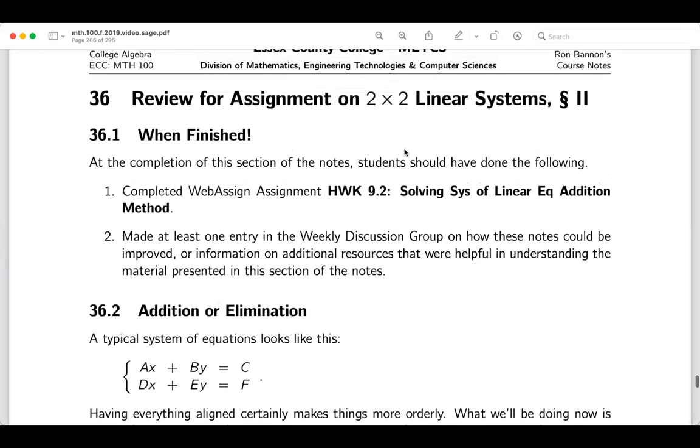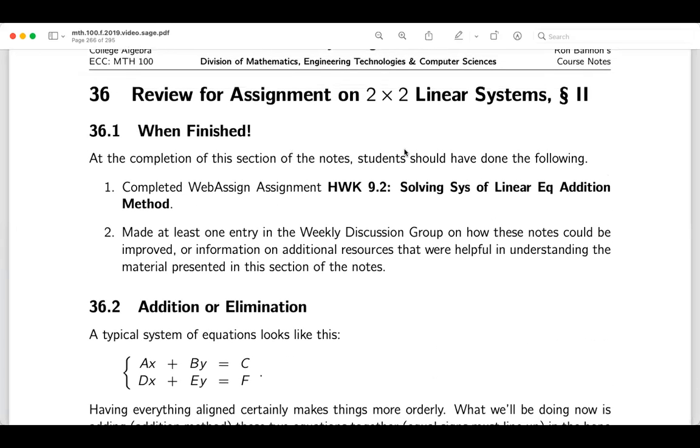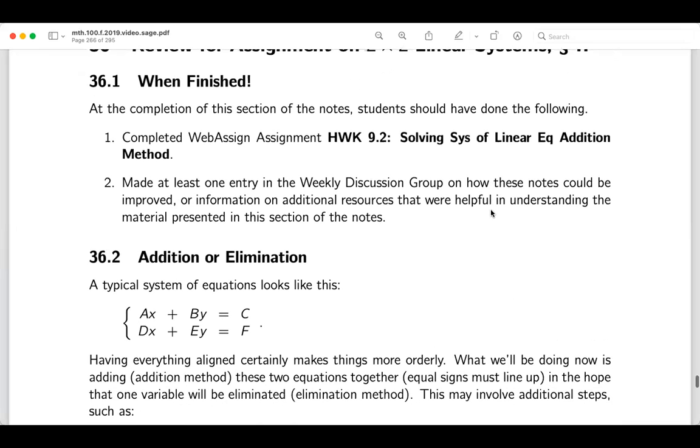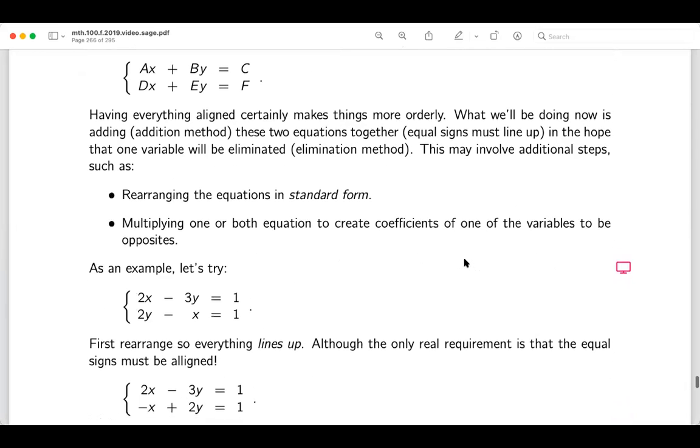Okay, we're in section 36 of the notes. This is the 2x2 linear systems, 2 lines, 2 unknowns. We're basically looking for the point of intersection. So the technique we're doing here is what's called addition or elimination. We covered the material. Hopefully you understood what's being presented to you. We certainly did some examples.